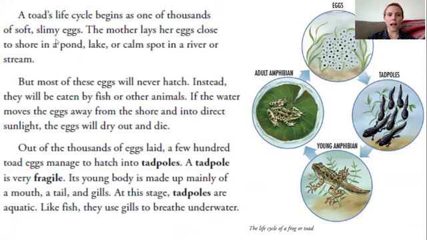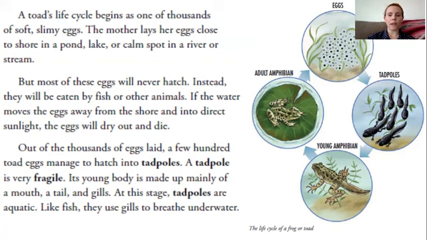The mother lays her eggs close to shore in a pond, lake, or calm spot in a river or stream. But most of these eggs will never hatch. Instead, they will be eaten by fish or other animals. If the water moves the eggs away from the shore and into direct sunlight, the eggs will dry out and die. Out of the thousands of eggs laid, a few hundred toad eggs manage to hatch into tadpoles.